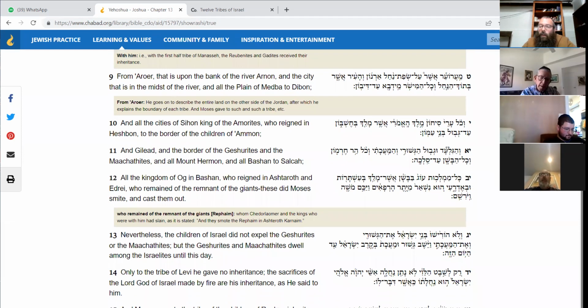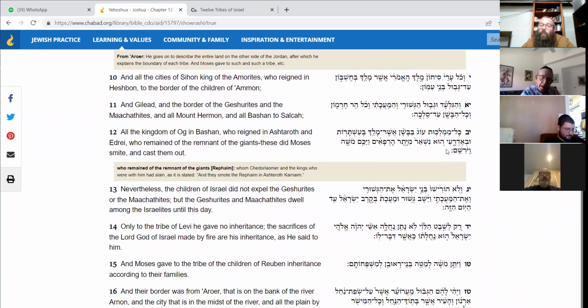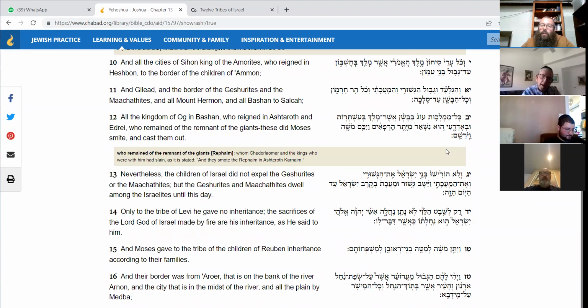Ba'Gilad, gvul hagushri v'hamachati, and the area called Gilad, which we'll see in the map, gvul hagushri v'hamachati, and there was a group called the Gushrite and the Machite, which they didn't conquer, actually. They left them to live in their midst. I'm going to show you in the map. Chol Har Hermon, all the way to the north, to the Mount Hermon, chol Bashan, and the whole area of that whole swath of land to the north and the eastern side called Bashan.